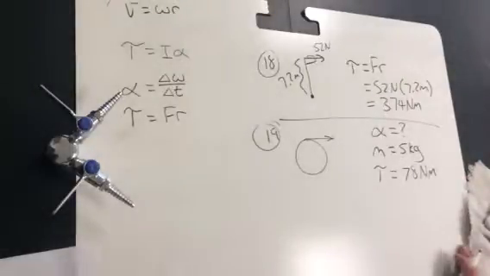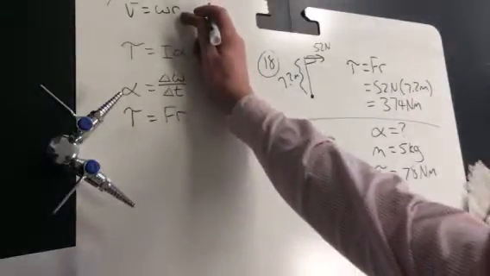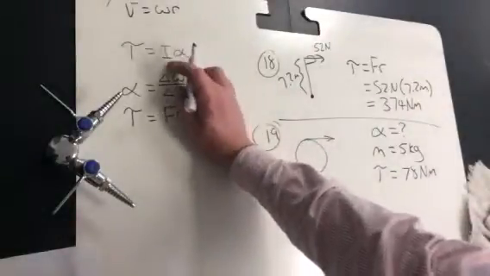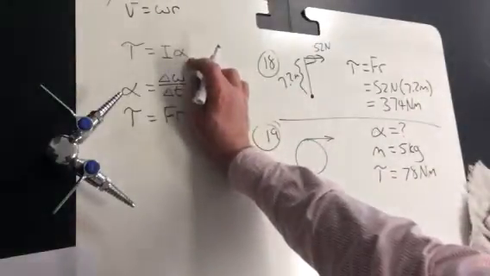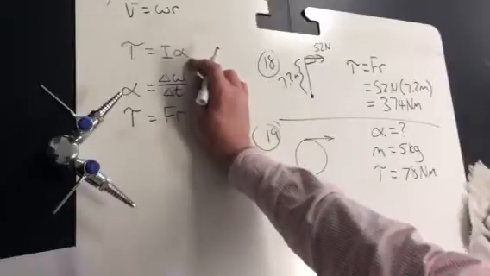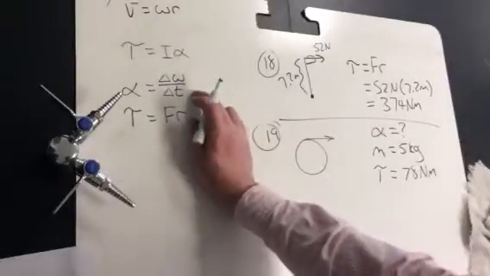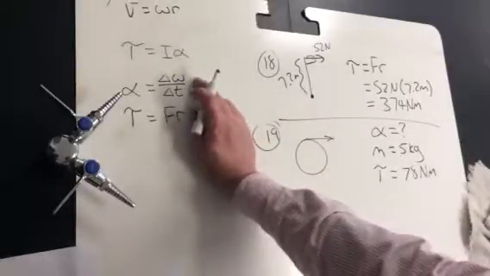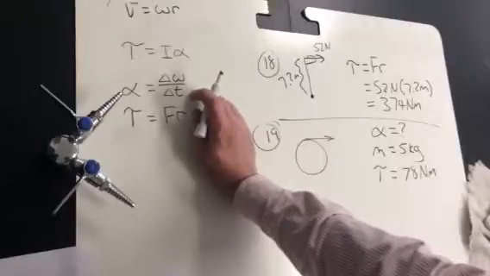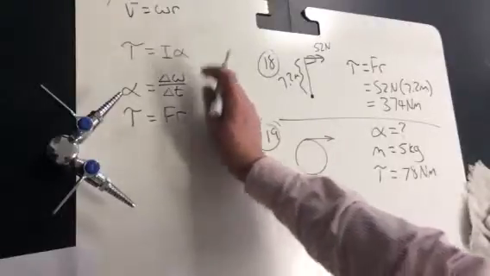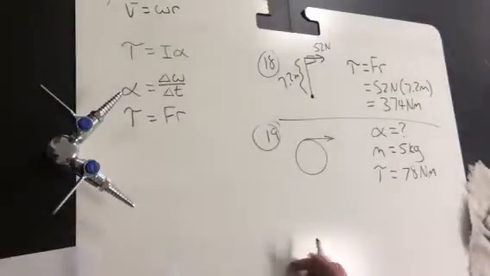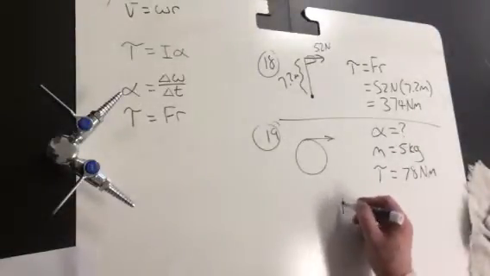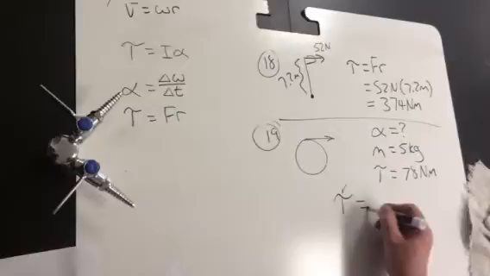Which formula can I use here? Well, that doesn't have anything in it. Torque is equal to I alpha. That kind of works. Here's another alpha. This is change in velocity over time. I don't have velocity or time. This one might become more useful. Let's have a look at it. Torque is equal to I alpha.